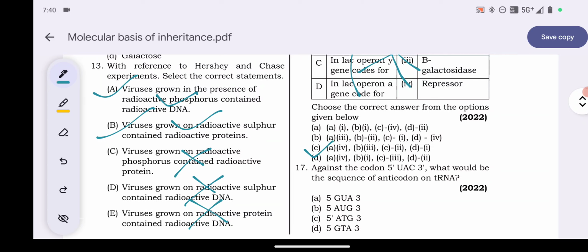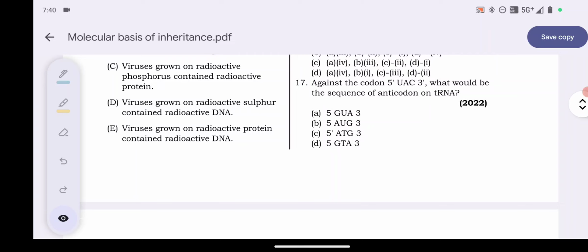Clear? Next question, question number 70. Against the codon 5 prime UAC 3 prime, what would be the sequence of anticodon on tRNA? So here option number B will be your correct answer, 5 prime AUG 3 prime. Explanation: in the process of translation, the mRNA codon pairs with the tRNA anticodon to bring the correct amino acids to the growing polypeptide chain. So the anticodon on tRNA for 5 prime UAC 3 prime will be 5 prime AUG 3 prime.